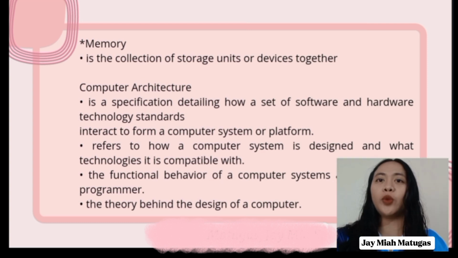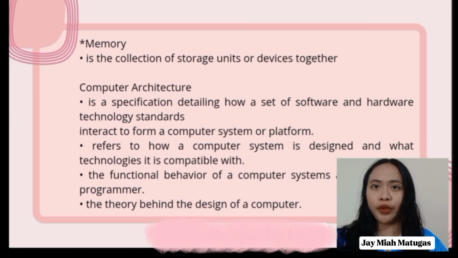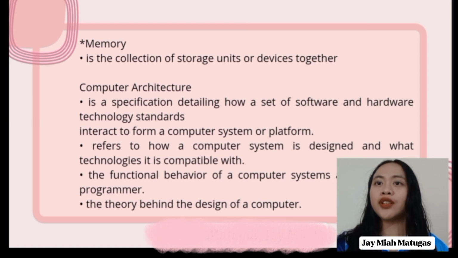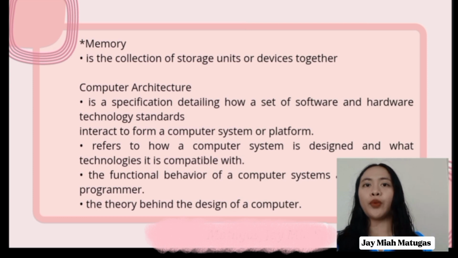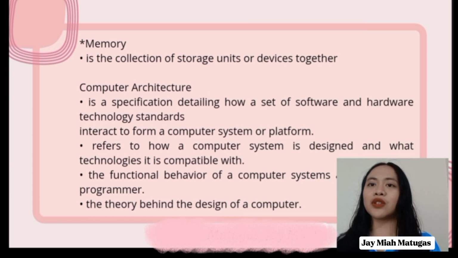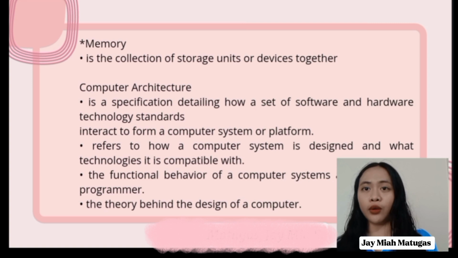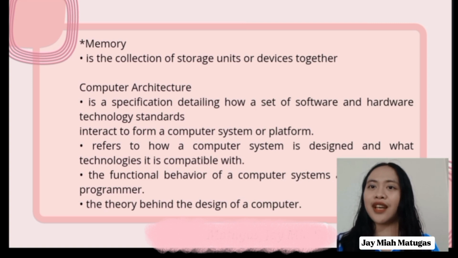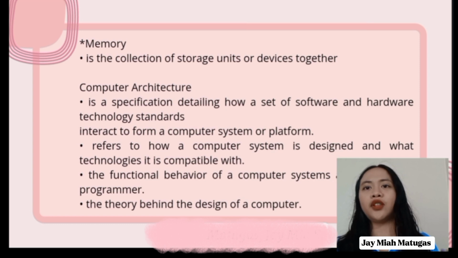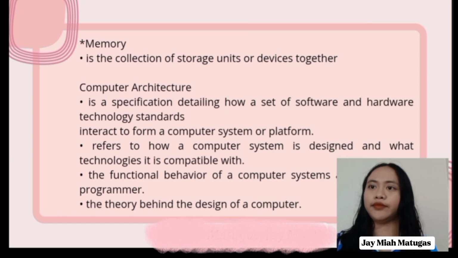Now let us define the computer architecture. So, as I said earlier, it is like a blueprint for how a computer is built and works. It explains how the different parts of a computer, like the hardware or the physical part and the software, the programs, work together. It also shows how a programmer sees and interacts with the computer when writing code. In simple terms, it's the plan and rules for designing a computer so that everything works well together.